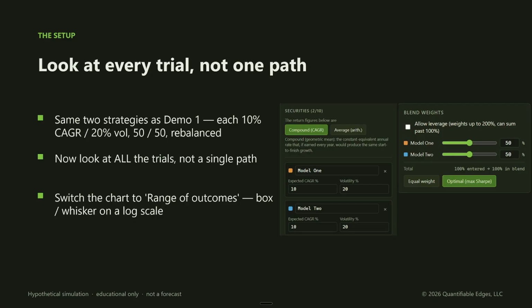So to do this, what I did is I set up the same two models or same two strategies as the first demo. Each model has a 10% expected compound annual growth rate and a 20% expected volatility. And then we just made them 50-50 within the portfolio. The difference this time is we're going to look at all trials, not just the single median path. So let me switch over and I'll show you how we do that.